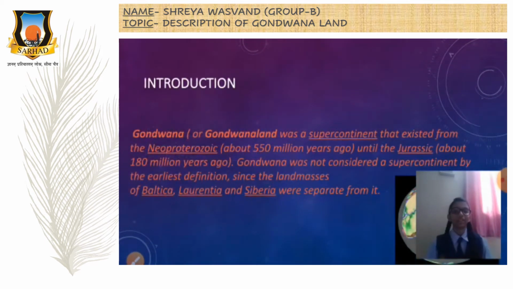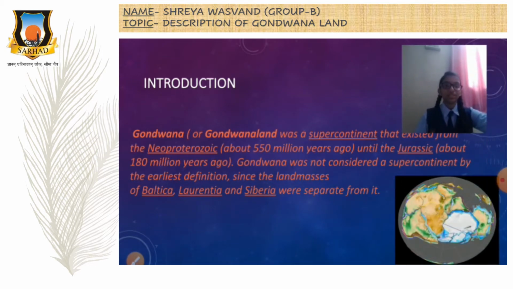Introduction. Gondwana land was a supercontinent that existed from the Proterozoic, about 550 million years ago, until the Jurassic, about 180 million years ago. Gondwana was not considered a supercontinent by the earliest definition, since the land masses of Baltica, Laurentia, and Siberia were separate from it. Here I have shown a short picture of it. You can see.